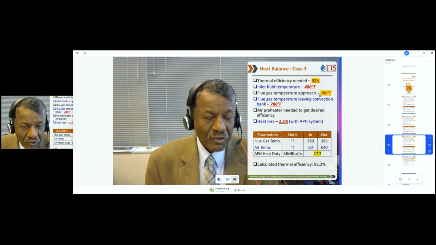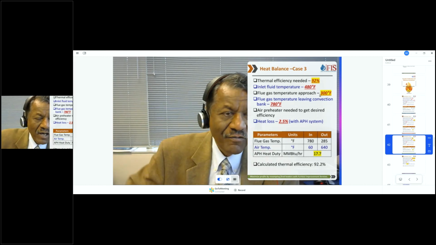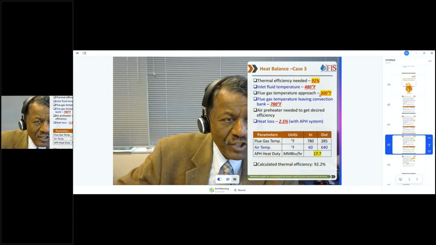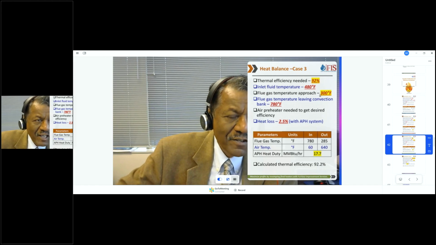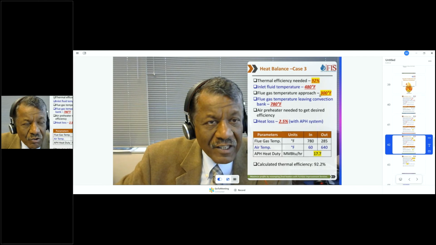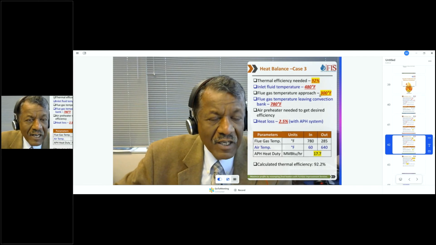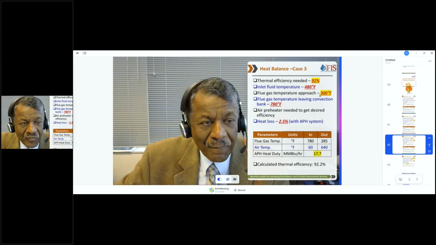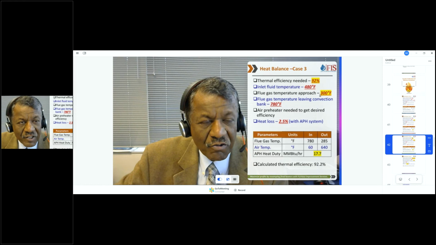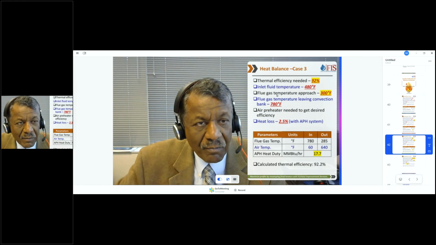And I could be doing that if my material of construction in the heater is not carbon steel, but alloy steel or stainless steel, which is expensive. So I want to minimize the area in those coils and maximize the area in the air preheater, because the air preheater is made out of carbon steel. So I try to keep maximum approach.